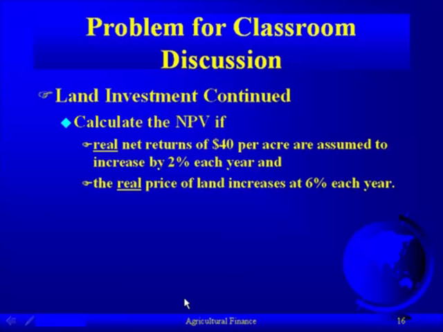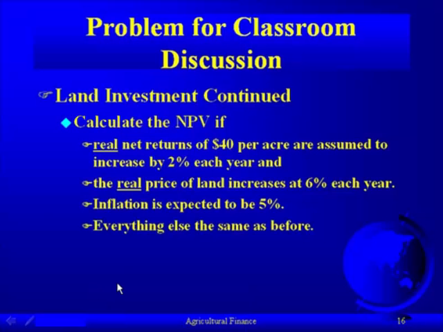We also believe the real price of land is actually going to increase 6% a year. 2% for the net returns to land, 6% in the actual land values. That may simply be because of urban encroachment. Because of its close proximity to an urban area, we think that those land values are going to go up even greater than the rate of increase of its profit. We also expect that inflation will be 5%. Everything else is the same as what we just went through for the land investment that is stated in your handout.